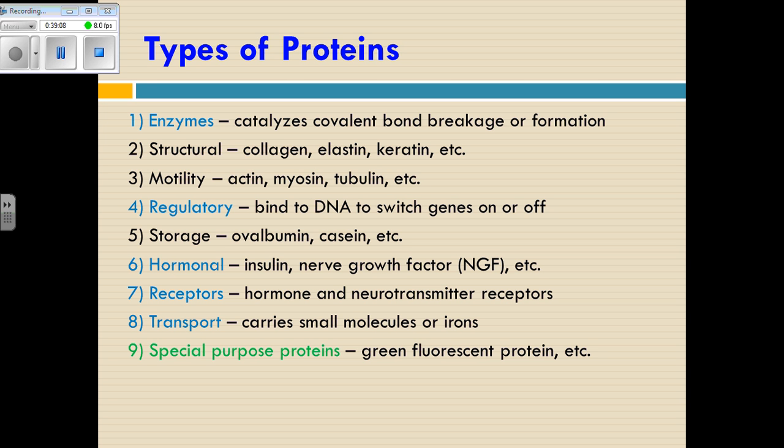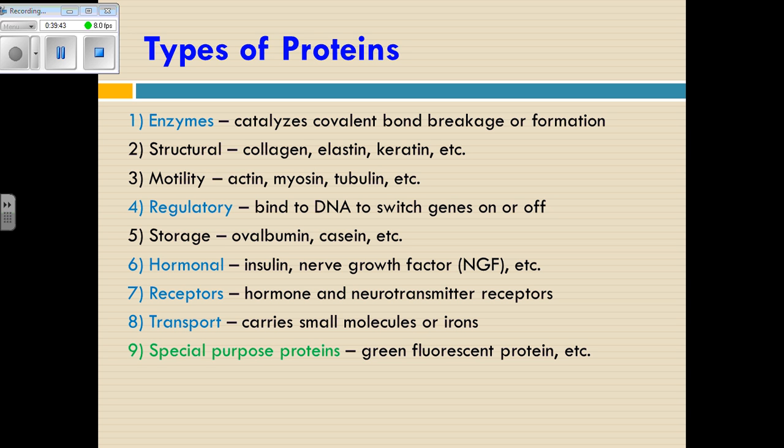Proteins are important for motility, the actin and the myosin in your muscles. Tubulin is also an important protein for motility. Regulatory proteins, they're going to bind to DNA to switch things on and off. Storage, ovalbumin is the protein in eggs. It gives energy to a fertilized, pretty much any vertebrate. A fertilized embryo is going to be living off of ovalbumin or albumin. Casein's another storage protein.